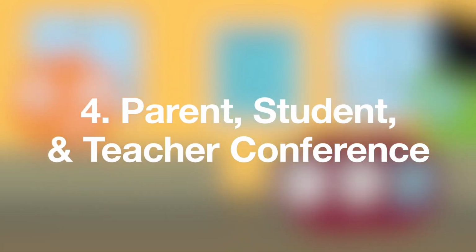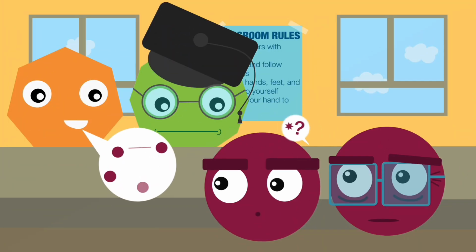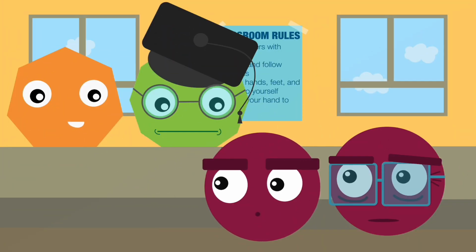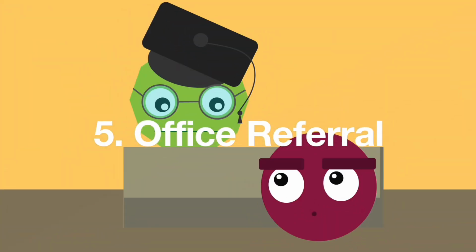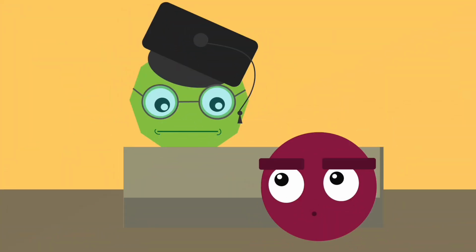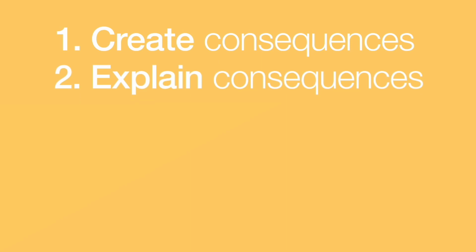4. Parent, student, and teacher conference with a school counselor or administrator present. Continue to work with the parent and other important personnel on a larger solution to the behaviors. Consider using a behavioral contract. 5. Office referral. Very last resort, but reasonable should the other consequences prove ineffective. Once you have created your consequences, you'll want to explain them in detail to your students.